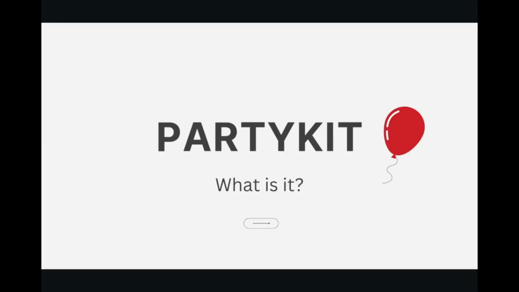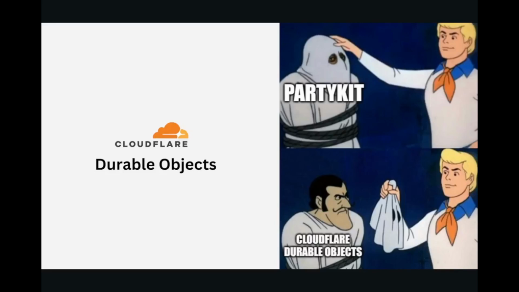So let's talk a little bit about what is PartyKit. Well, the first thing you should know is that PartyKit is actually just an abstraction on top of Cloudflare's durable objects. I don't know if you ever used Cloudflare's durable objects, but they're kind of an interesting technology. It's probably a good idea to understand just a little bit about them.